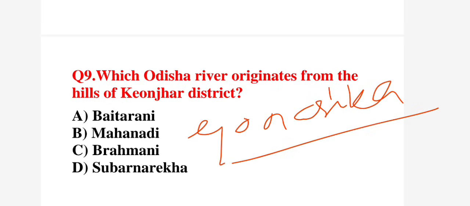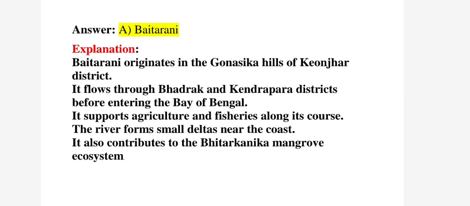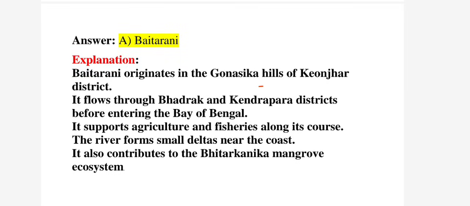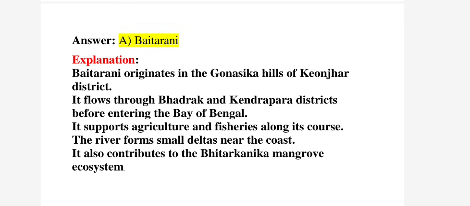Okay, can you tell me what are the important tributaries of this Baitarani river? Salandi and Mantai, these are the tributaries of Baitarani river. So let us look into the description. Baitarani originates in the Gonasika hills of Keonjhar district. It flows through Bhadrak and Kendrapada district before entering into the Bay of Bengal. It supports agriculture and fisheries along its course. This river forms smaller deltas near the coast. It contributes to the Bhitarkanika mangrove ecosystem. Very important. So let us move to the next question.